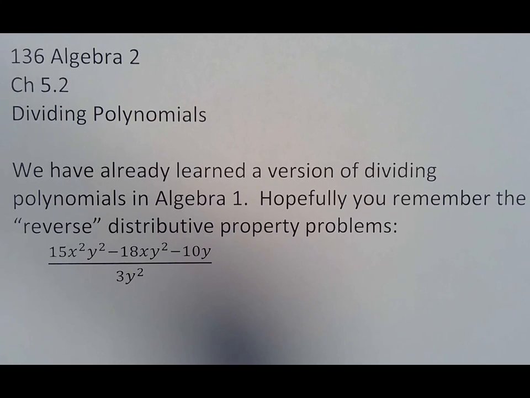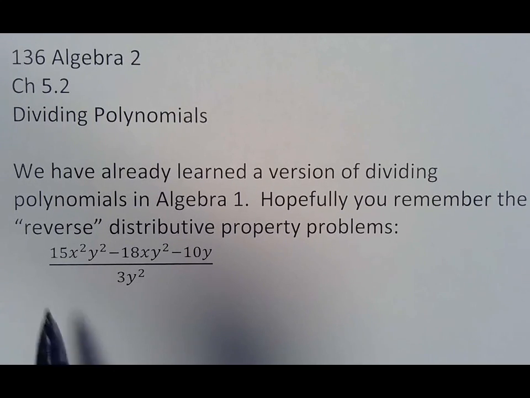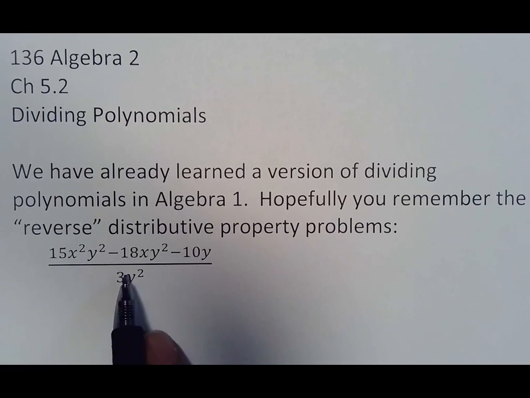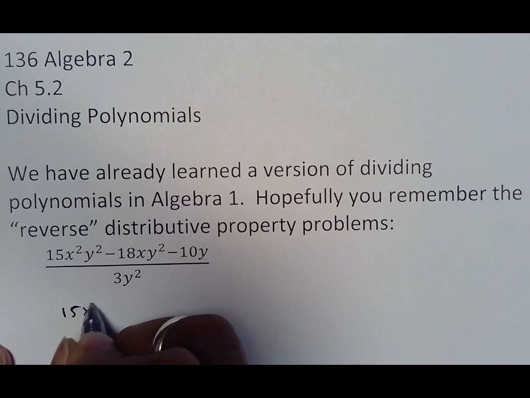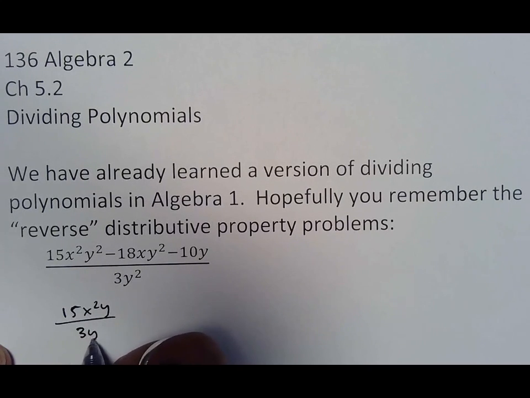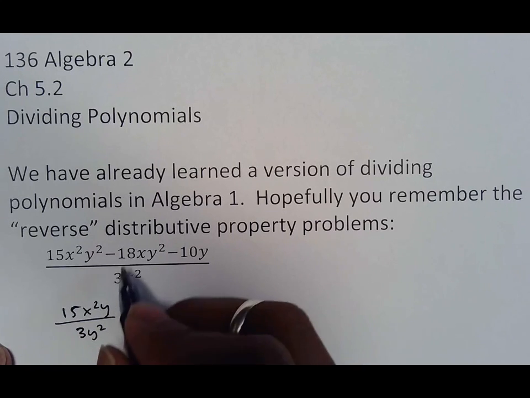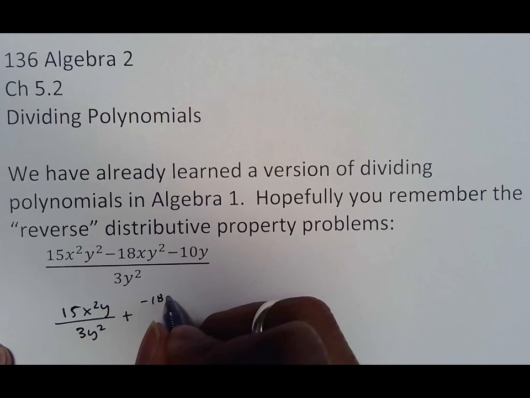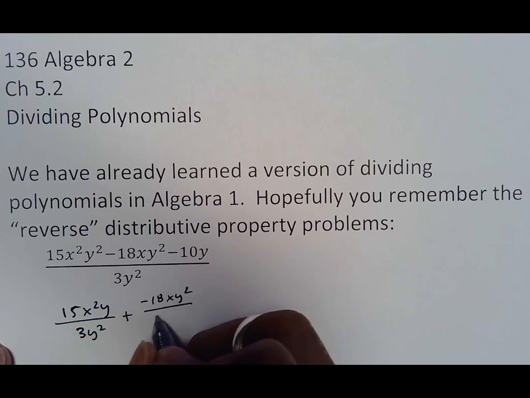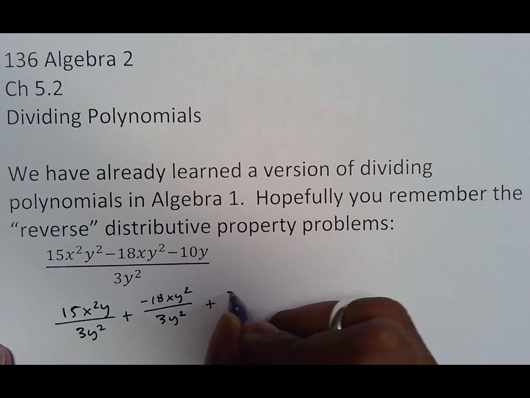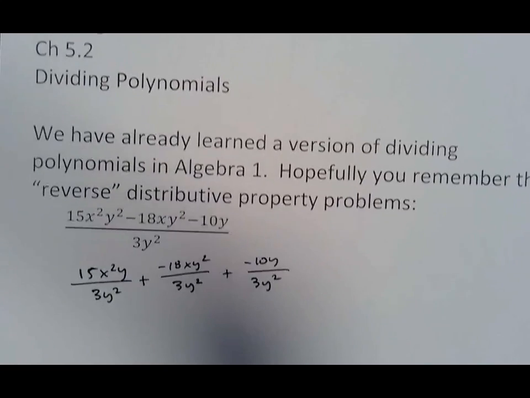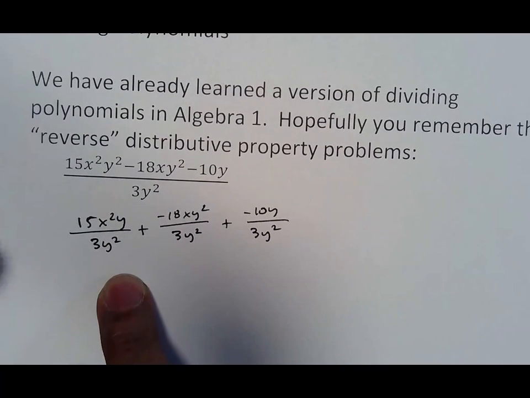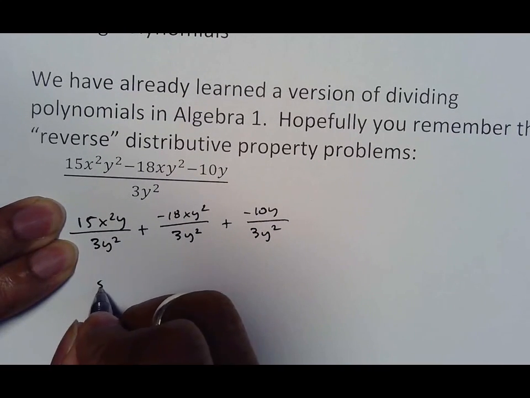Hopefully you remember the reverse distributive property, which is that if this is a one term separated by a trinomial, pretty much what you could do is simply split it. And I would definitely put the plus first, or in between. And then that way you can actually work these out individually like what we did last time, which is 15 divided by 3, which is 5.